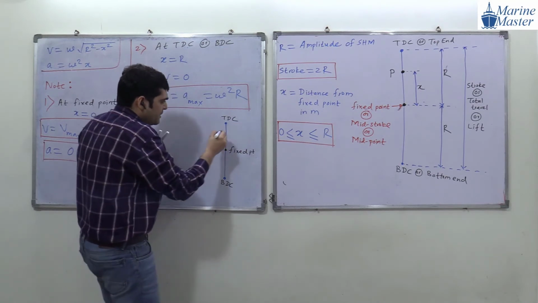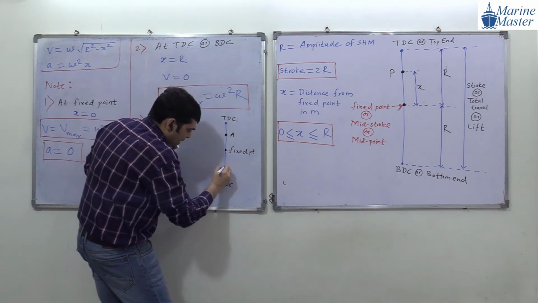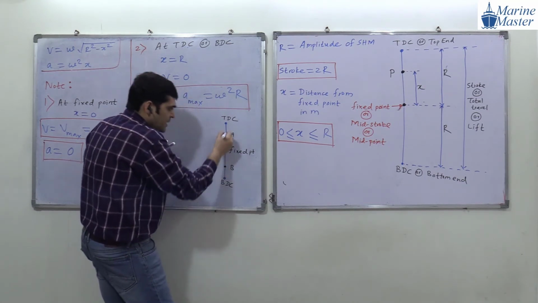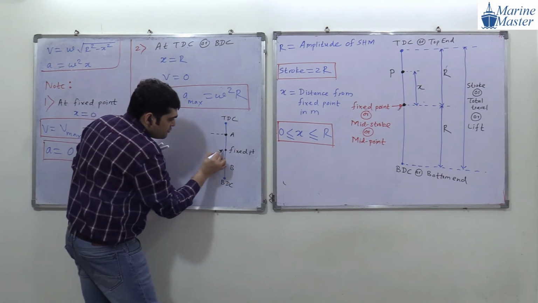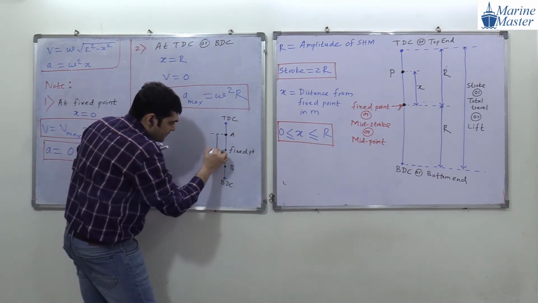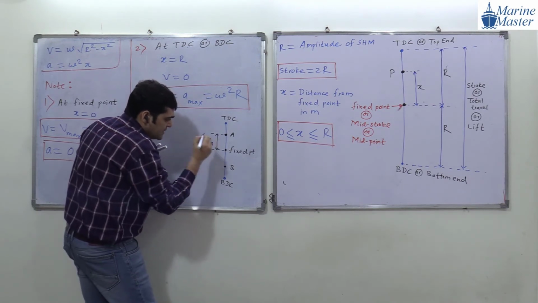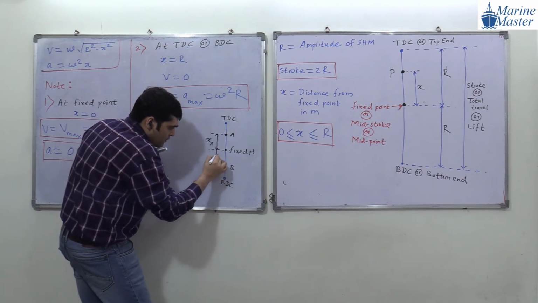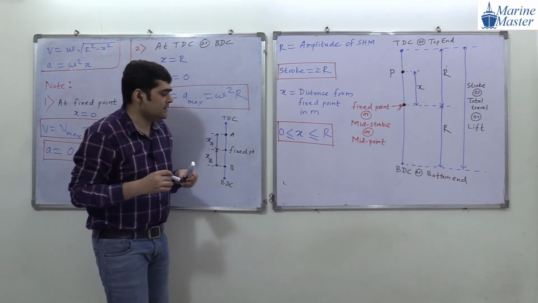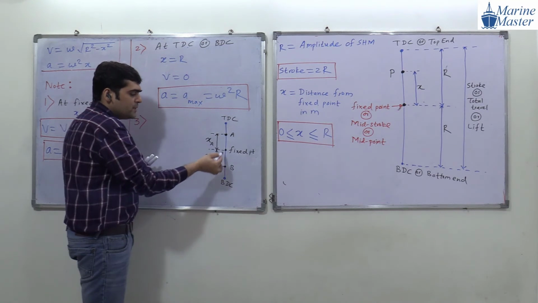And here suppose I am considering point A. Suppose this is point A, and this is point B. The distance of point A from the fixed point is XA, and the distance of point B from the fixed point is XB. Okay. Try to see the point here.